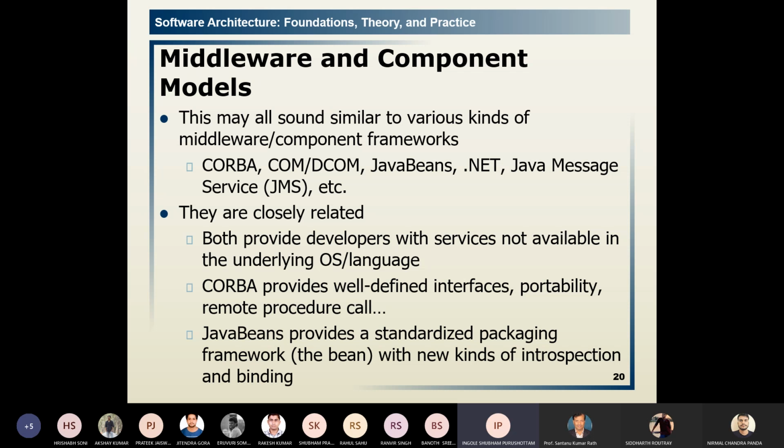There is a lot of similarity between middleware and frameworks. They are very closely related, in a way that both provide developers with services not available in the underlying OS or language. CORBA provides well-defined interfaces, portability, remote procedure calls, and JavaBeans provides a standardized packaging framework, the bean, with new kinds of introspection and bindings. So we can see that the framework and middleware are very closely related.